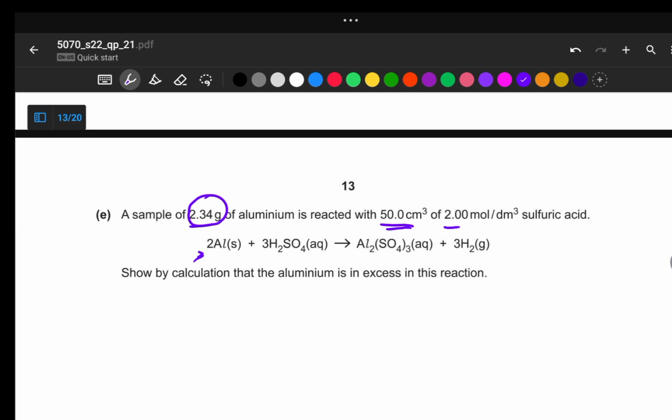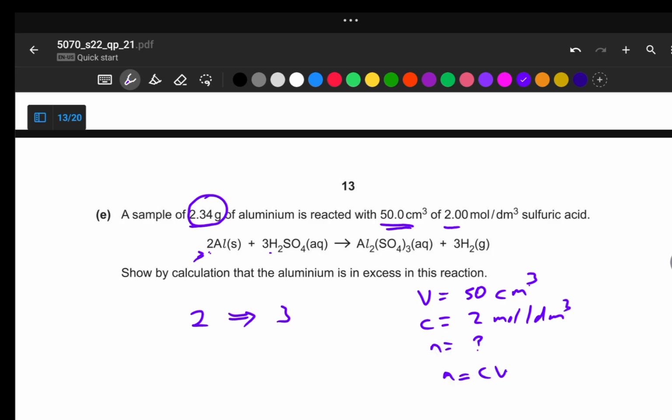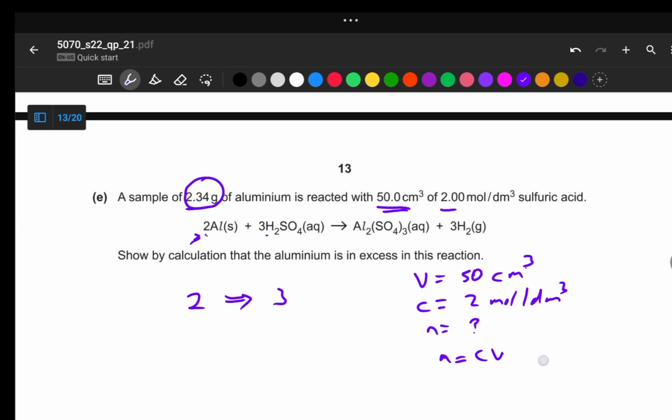So here we are given the quantities of sulfuric acid, right? So they react in the ratio 2:3, right? For 2 moles of aluminium we are having 3 moles of sulfuric acid. And then here we are given the volume, which is 50 cubic centimeters, and the concentration, which is 2 moles per cubic decimeter, and then the number of moles is the unknown. So N is equal to CV, right? So we're simply going to multiply these two quantities.